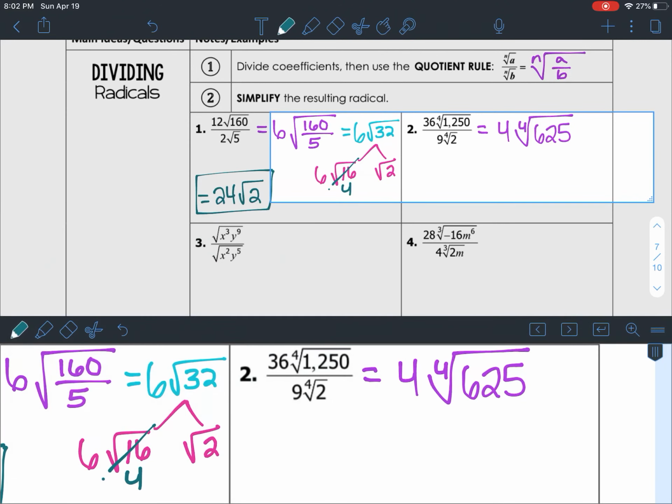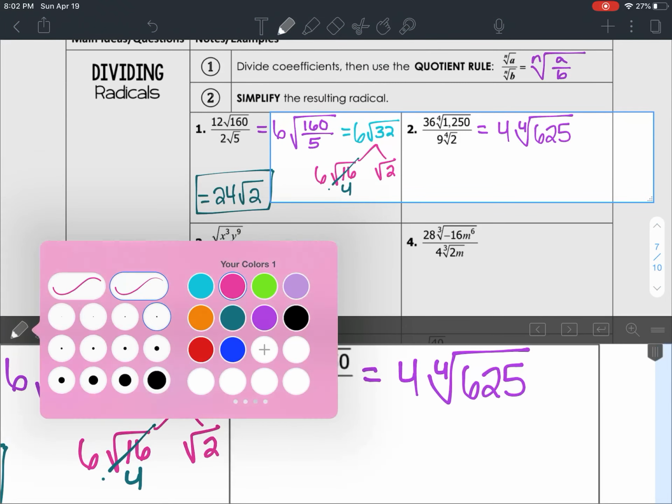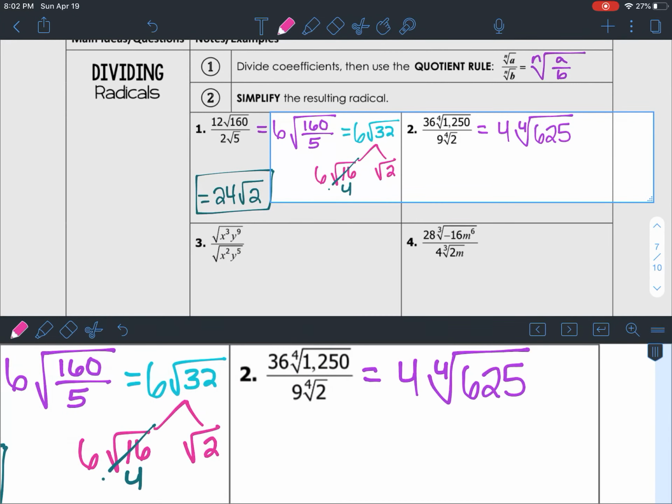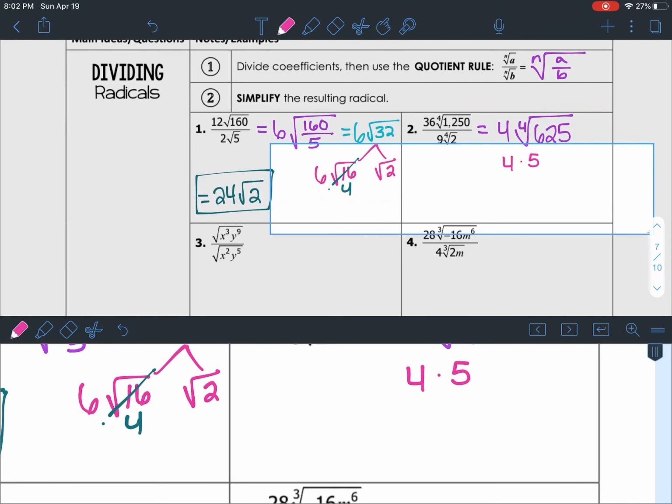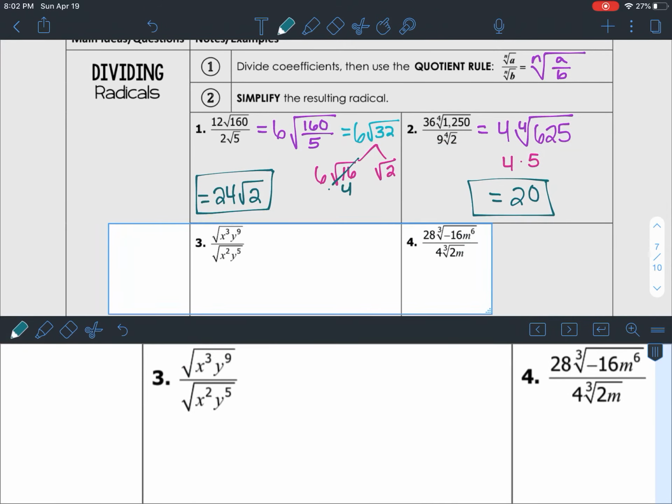So here, this one's actually a little bit simpler than some of the other ones. Let me go to my pink color, sorry. The reason why this is a little bit simpler is because 625 is actually a perfect 4th. So this is actually 4 times 5, which we are all smart people, and we all know that 4 times 5 is 20. So that one was a little bit simpler. We get our answer is 20 there.